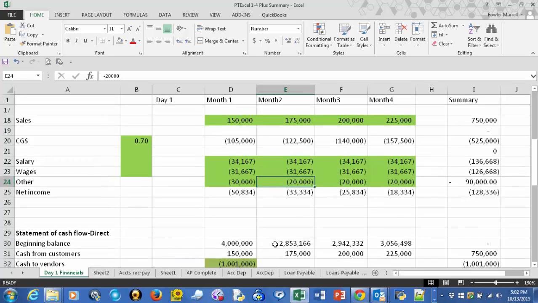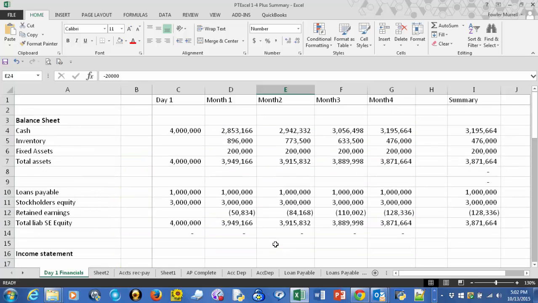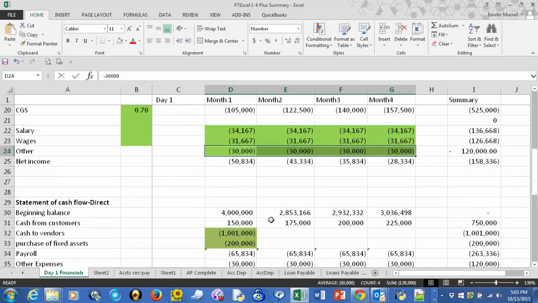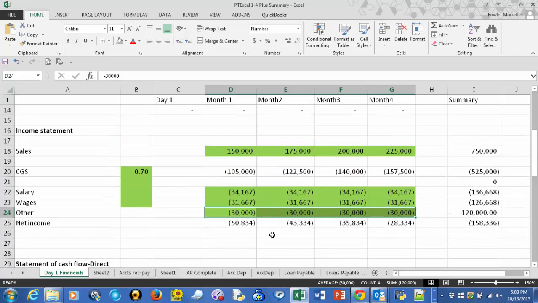and you can see that everything remains balanced, and we just have a different number in there. I can just drag this across, and now I'll have 30,000 for that expense. So that's just a small adjustment that we need to make in this spreadsheet.